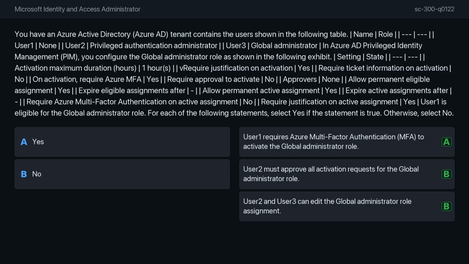Finally, for the third statement, I believe the answer is no. Modifying Global Administrator role assignments generally requires permissions associated with the Privileged Role Administrator or Global Administrator roles. Because User 2 holds only the Privileged Authentication Administrator role, they lack the authority to edit these assignments, rendering the statement false.